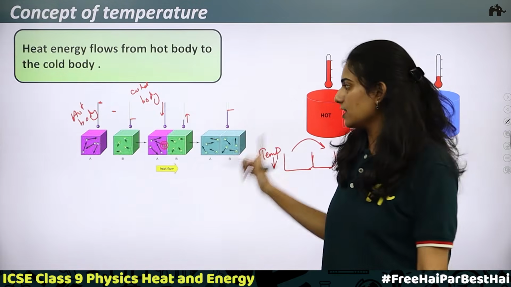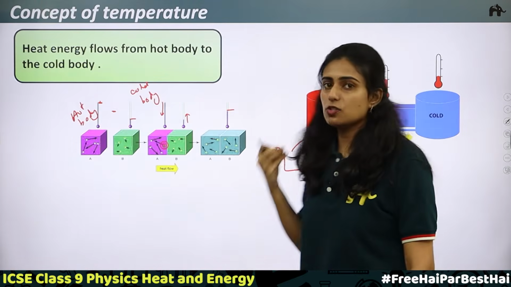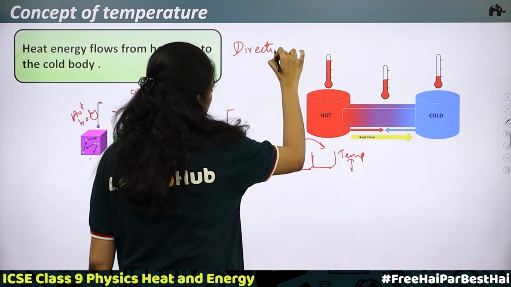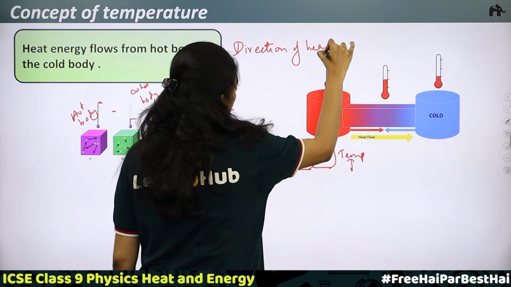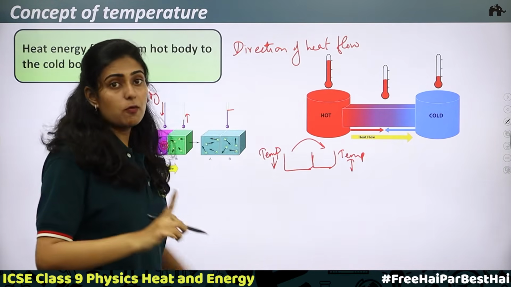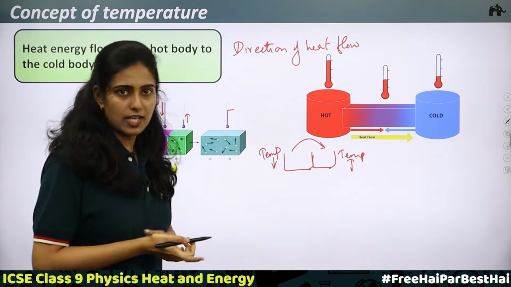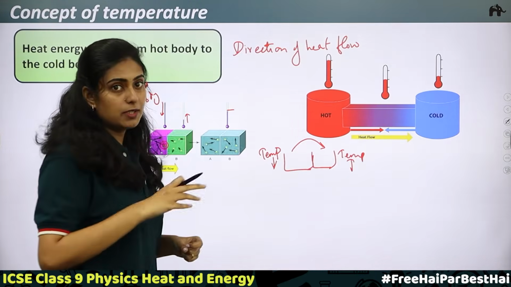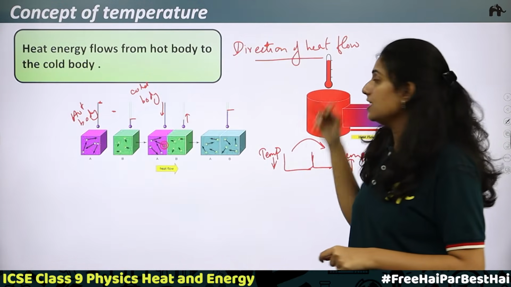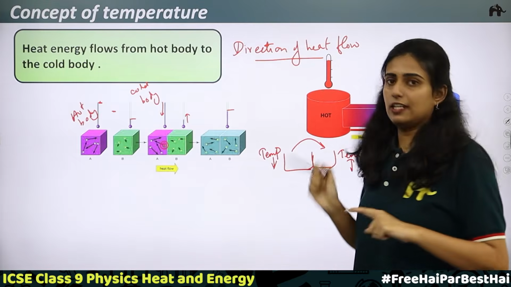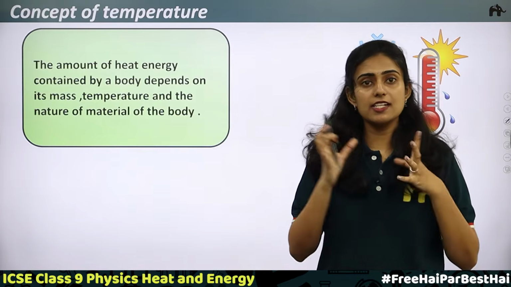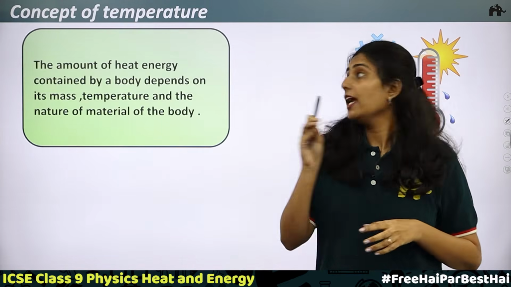So here you have to understand why we need temperature. Temperature is to find the direction of heat flow. Heat flow is always from a body at higher temperature to a body at lower temperature. Because of temperature's property, it helps us to find the direction of heat flow. There will be no flow of heat when the two bodies are at the same temperature. It is the only case when there won't be any flow of heat.